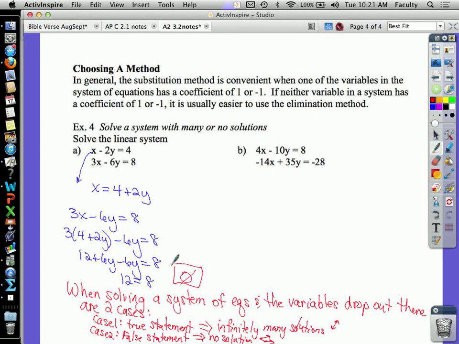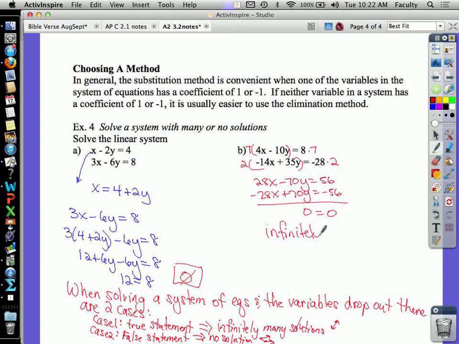Okay, on letter B, I multiplied the top one by 7 and the bottom one by 2, and I got 28x minus 70y equals 56. Negative 28x plus 70y equals negative 56. Everything canceled and I got 0 equals 0. This is the true statement. So this means there's infinitely many solutions, but graphically what does it mean? It's the same line, isn't it?